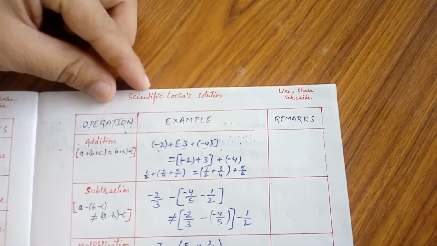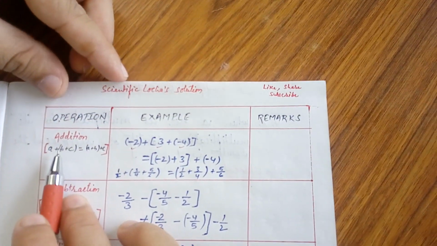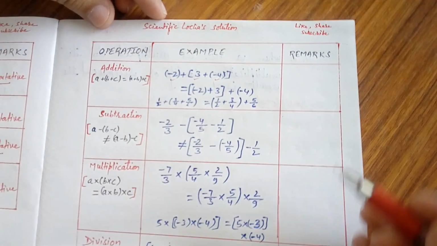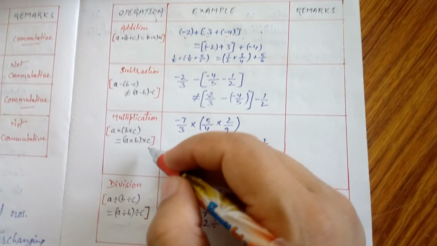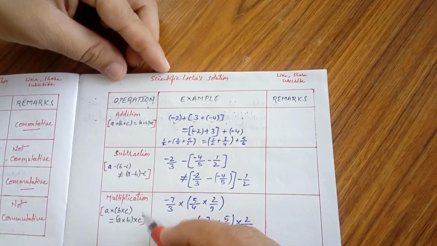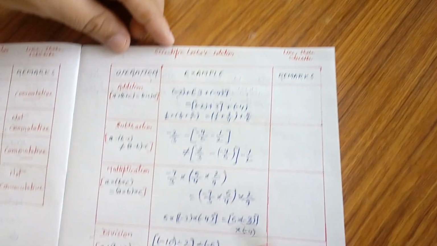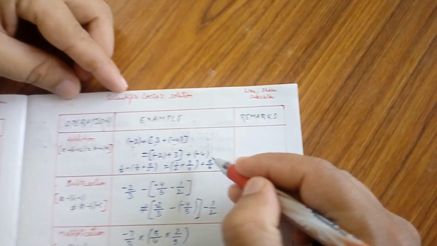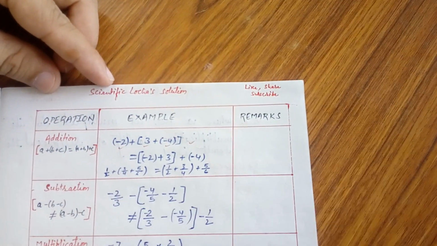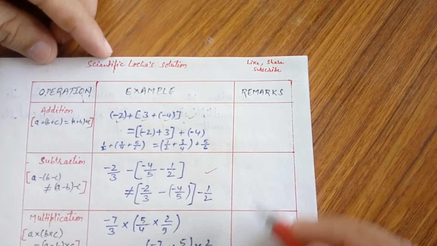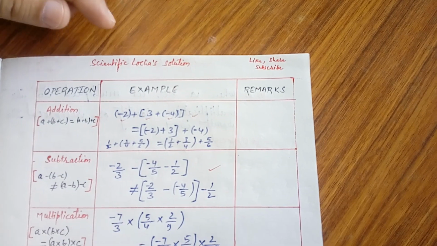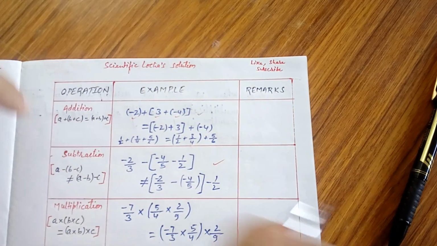Now here, associative property: addition, subtraction, multiplication, division. In the same way, addition and multiplication will follow associative property, and subtraction and division will not follow associative property. We will see how. We will take one example from this and one from this, and the remaining you will try by yourself.